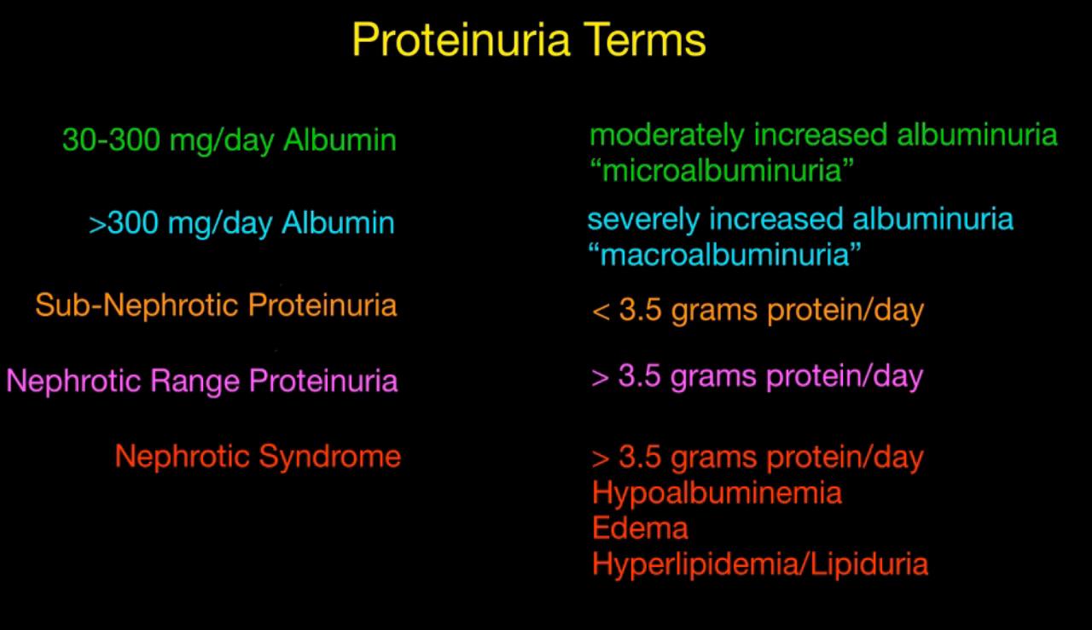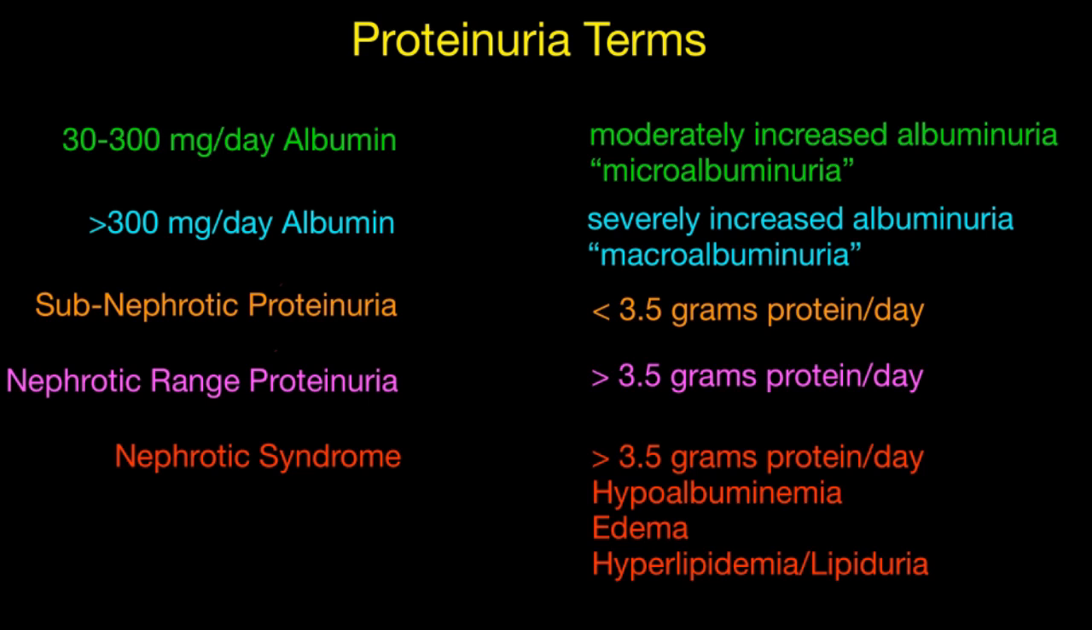So in this video we're going to talk about nephrotic syndromes and even some specific diseases, but first there are some terms I want you to become familiar with. Remember that greater than 300 milligrams of albumin in the urine per day is abnormal. And so we do have different terms for how severely elevated that is.